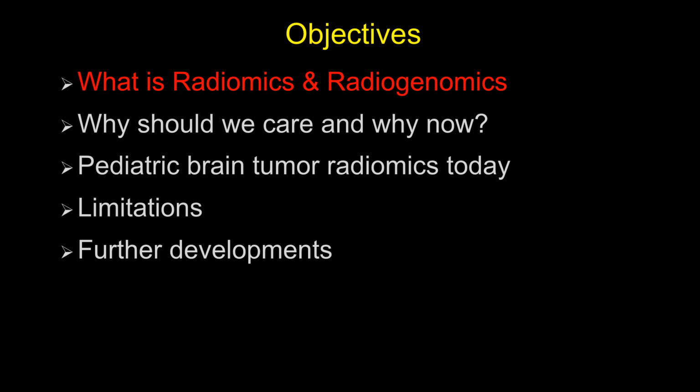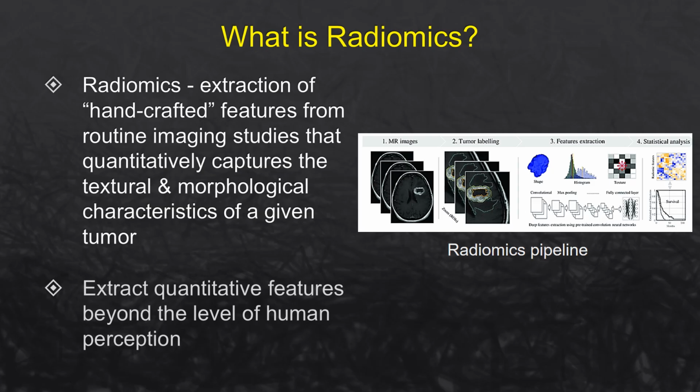So let's talk about what is radiomics and radiogenomics. It's a fairly basic discussion, so we get into the meat of the matter as we go along. So what is radiomics? Radiomics is an extraction of handcrafted features from routine imaging studies that quantitatively captures the textural and morphological characteristics of a given tumor. You try and extract quantitative features which are beyond the level of human perception.